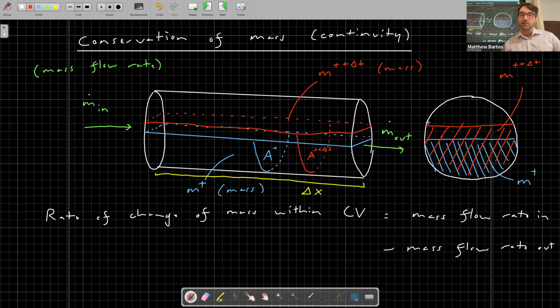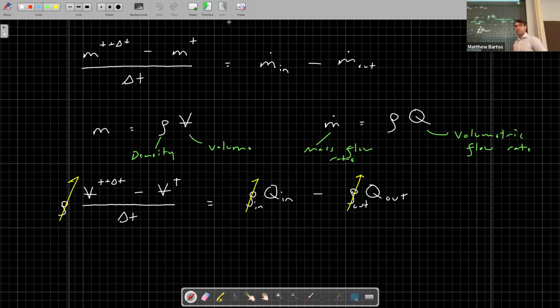Okay. Similarly, this cross-sectional area in red is the area at time t plus delta t. This cross-sectional area in blue is the area at time t. So how can we express the volume, V, in terms of the cross-sectional area and the length of the pipe? Yes.